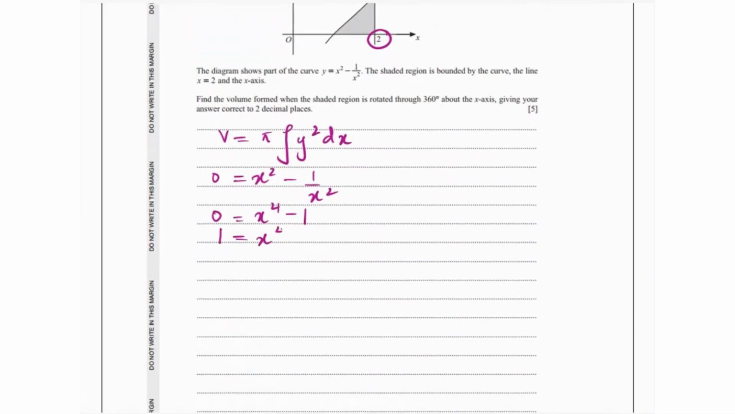1 equals x to the power of 4. Find the fourth root of that, and that gives us plus minus 1. So our limits are going to be from 1 to 2. So V equals pi integral from 1 to 2 of y squared, (x squared minus 1 over x squared) whole squared dx.